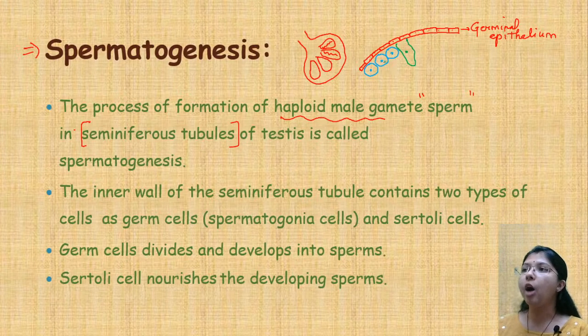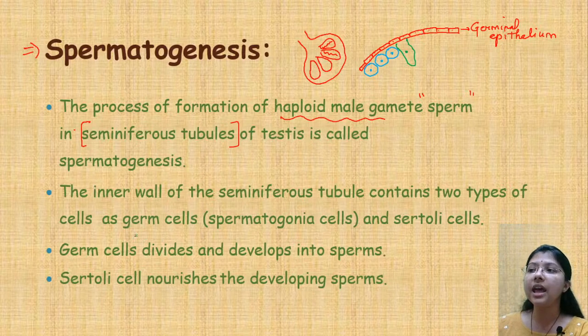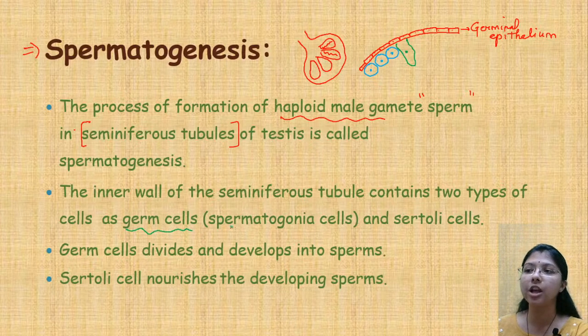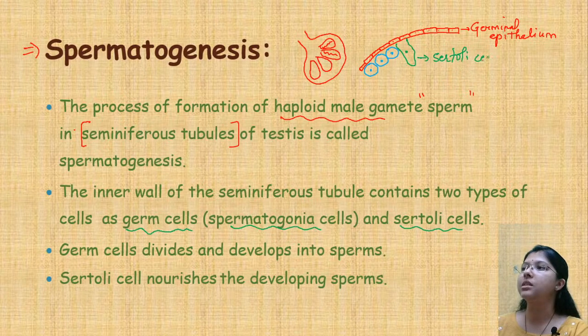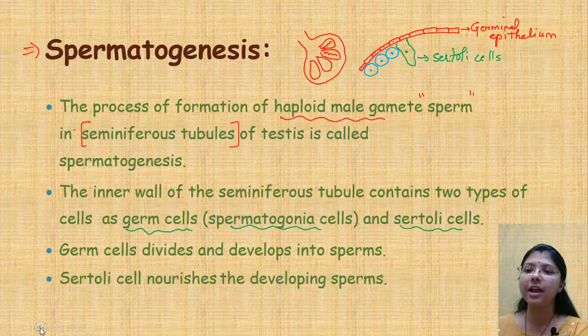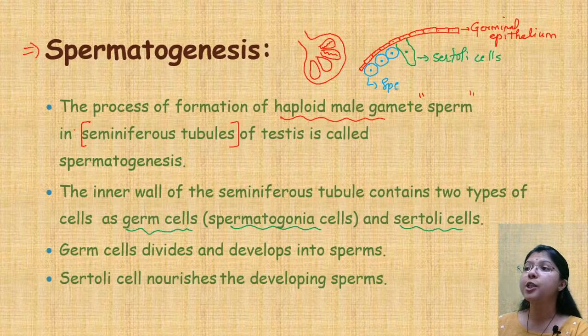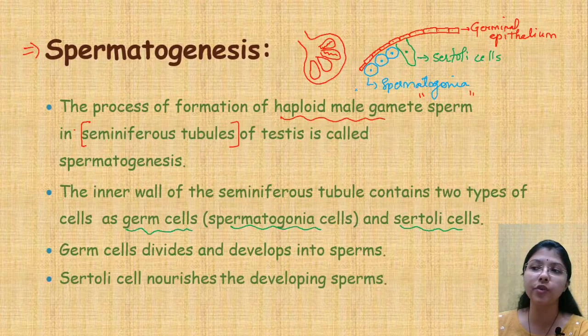Okay, so these are the Sertoli cells. You can see here, the outer layer is that of germinal epithelium, which is going to give rise to two types of cells. These cells are present on the inner wall of the seminiferous tubule. One of them is called a germ cell or the spermatogonia cells, and the other one are the Sertoli cells. If you see here, the green colored one is the Sertoli cells, and the other blue colored cells that you see are the spermatogonia cells. It is these two cells which are going to play the role in the process of spermatogenesis.